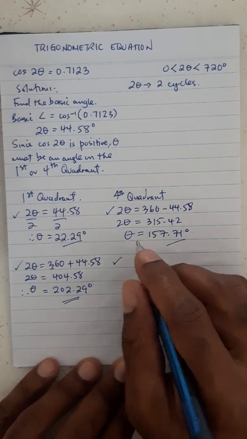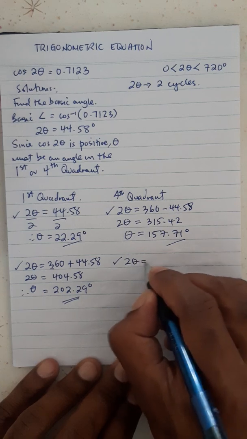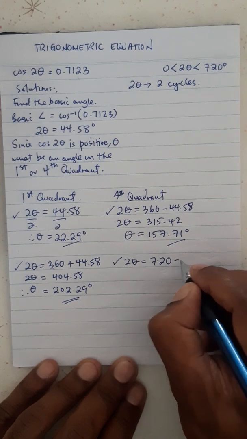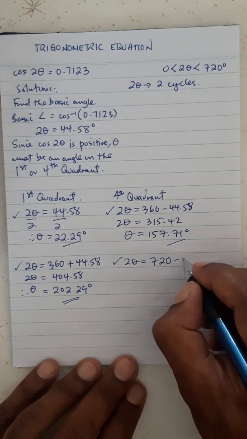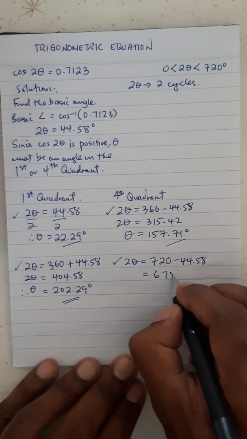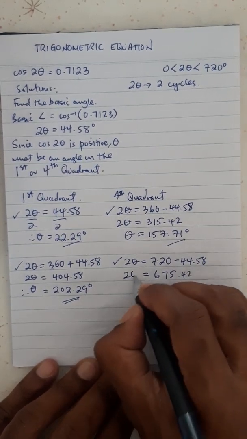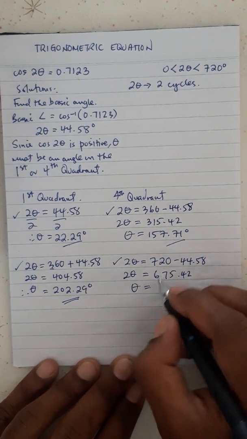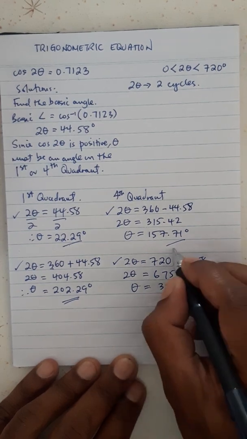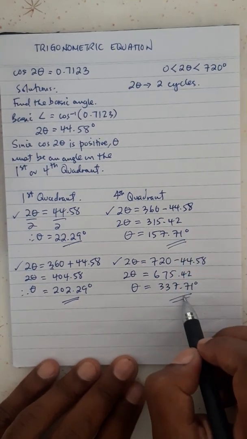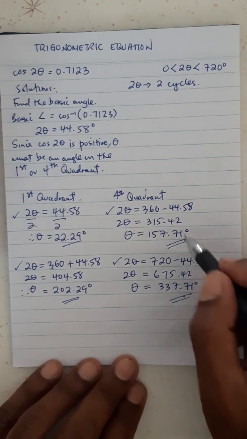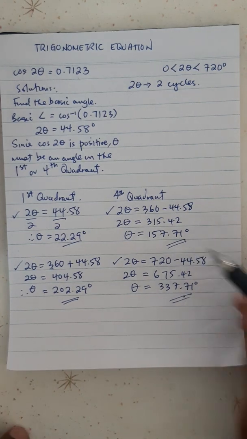Now in the second cycle, 2 theta will be equal to, this time not 360 but 720, minus the basic angle 44.58, and here it gives me 675.42. Dividing by 2 on both sides, theta is now 337.71 degrees. So this angle is the angle in the fourth quadrant in the second cycle, and this 157.71 degrees is the angle in the fourth quadrant in the first cycle.